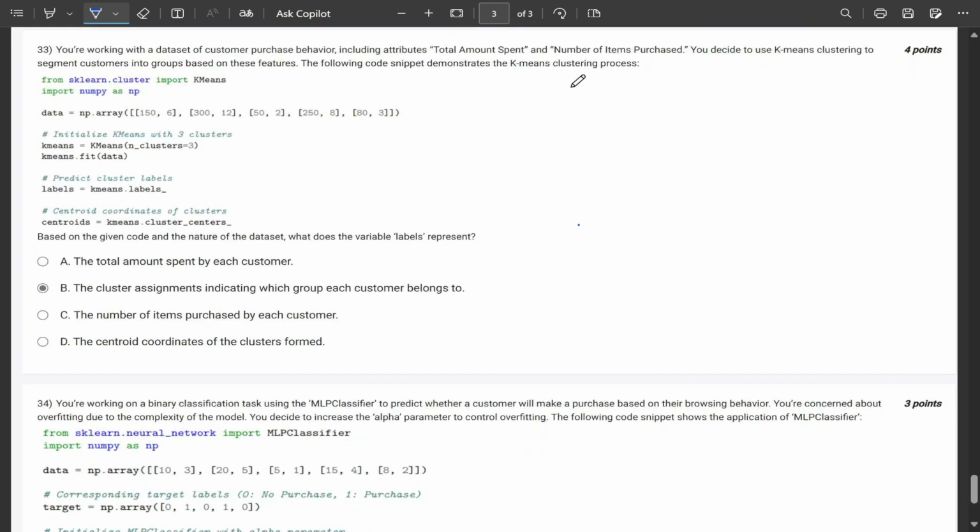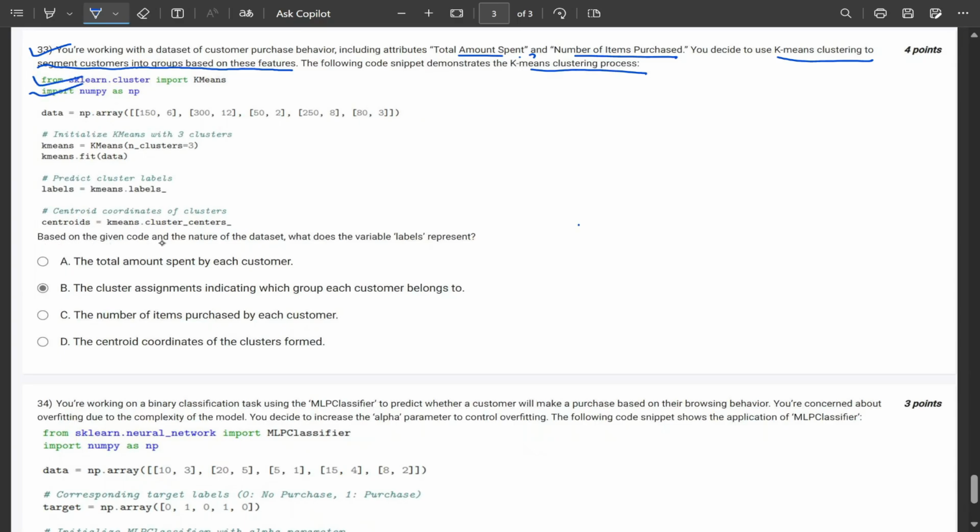Okay. So our next question is question number 33, and here, if you see, it says you're working on a dataset of customer purchase behavior, including attributes like total amount spent and number of items purchased. You decide to use k-means clustering to segment customers into groups based on these features. Which of the following code snippets demonstrates the k-means clustering process? Okay, and you have been given this particular code.